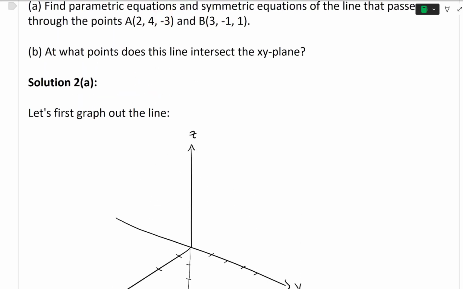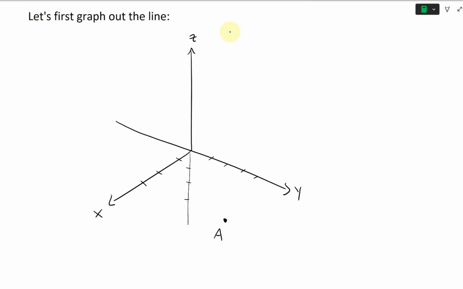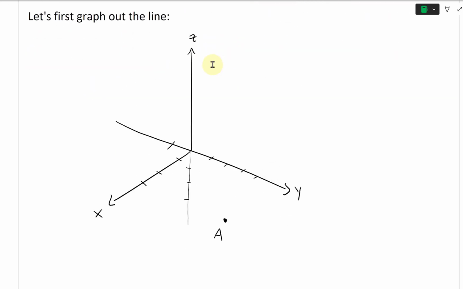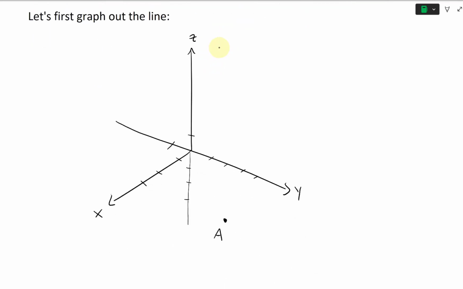And then the point B is going to be 3, negative 1, and 1. So it's going to go to 3 here. And then it's going to go to negative 1. So it's going to go back 1. And it's going to go up 1. It's going to be up like that. So it's going to be somewhere around here. Let's see if we draw it in 3D. This is our point B, like this. And then the line is going to be across like that. Alright, and this is going to be our line L.